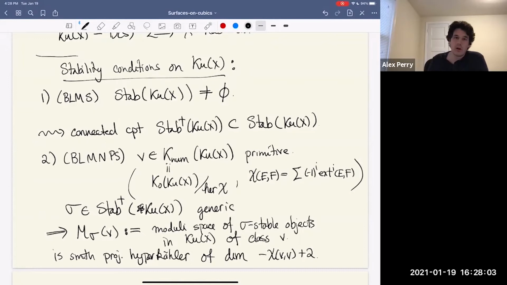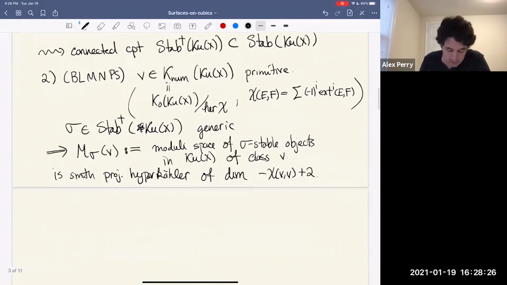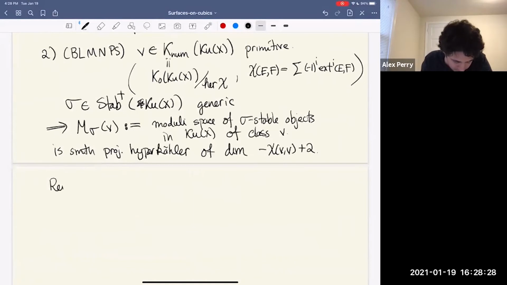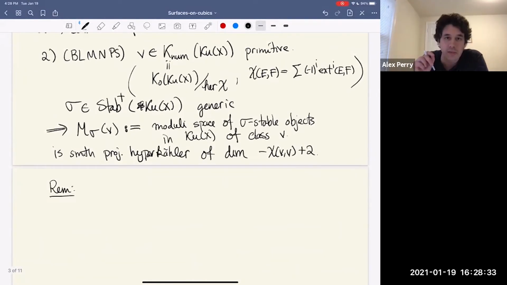The way you can think about this theorem is that it's an exact analog of the classical statements for moduli spaces of sheaves on a K3 surface. So in this way, you can think this is another way in which this category behaves a lot like a K3 surface. Its moduli spaces of objects are nice hyperkähler varieties. And the remark that I want to make is that there are indeed many choices of v. So this does give you many moduli spaces.